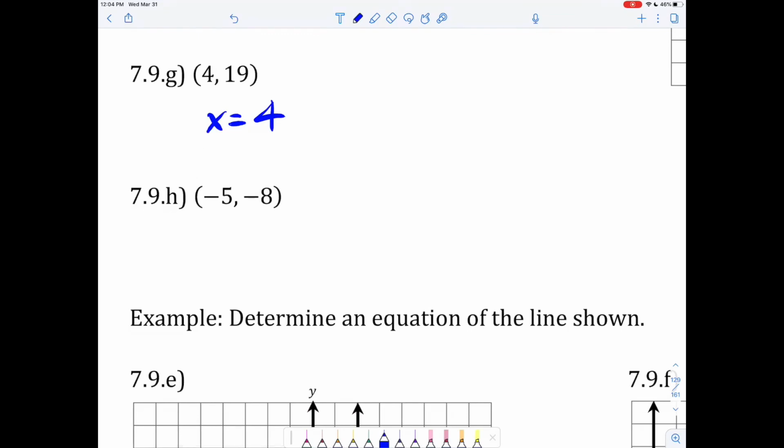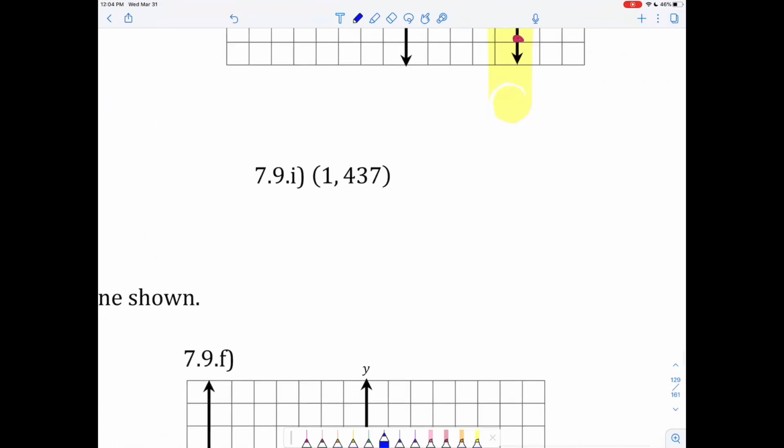Over here, x is some value. X is specifically that value. So no matter what the y value is, x will be that far. It'll be 5 units left of the vertical axis. And then last, x is equal to 1, because that's the x value right there.